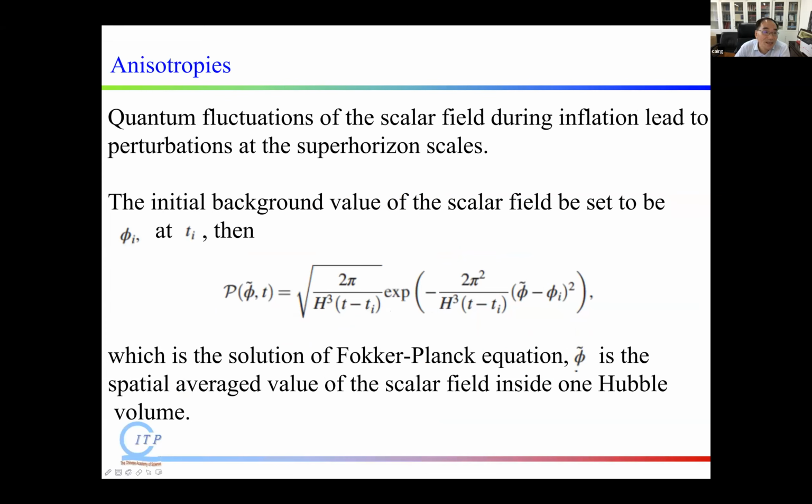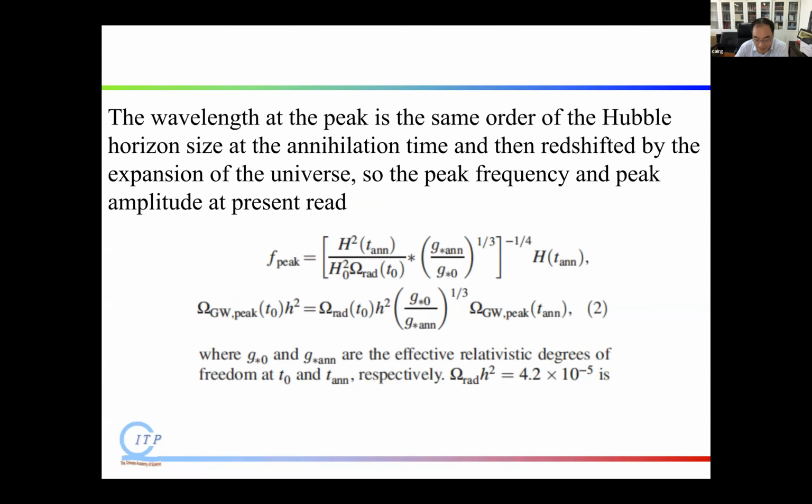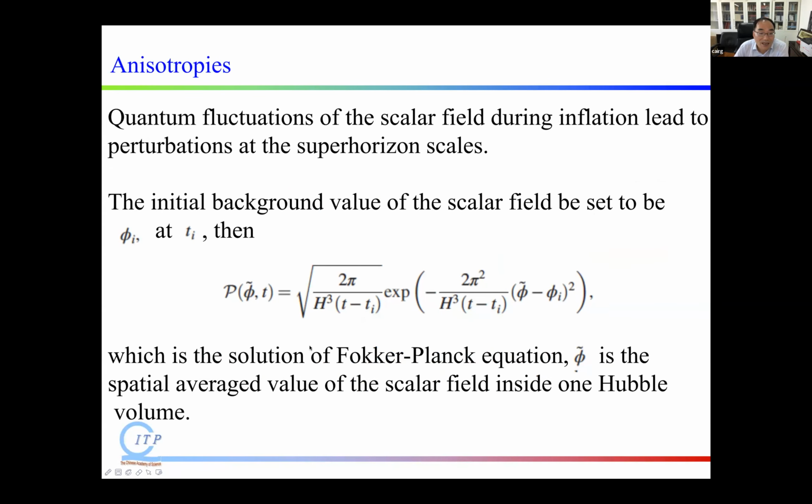one page missed. How do we generate anisotropies? Quantum fluctuation of the scalar field during inflation leads to perturbations at super horizon scales. So the initial background value of the scalar field is set to be phi I at t I. Then this is the probability when, at this time t, phi tilde is the spatial average value of the scalar field inside one Hubble volume. P is actually just the solution of the Fokker-Planck equation.